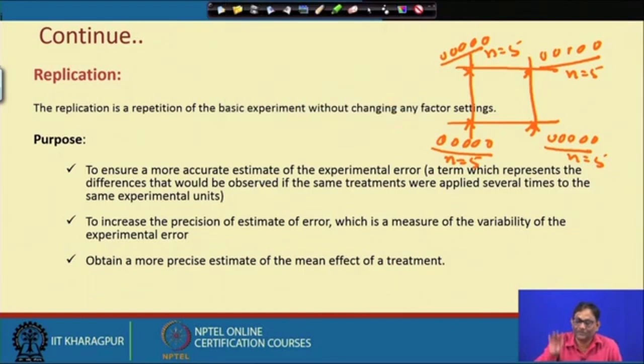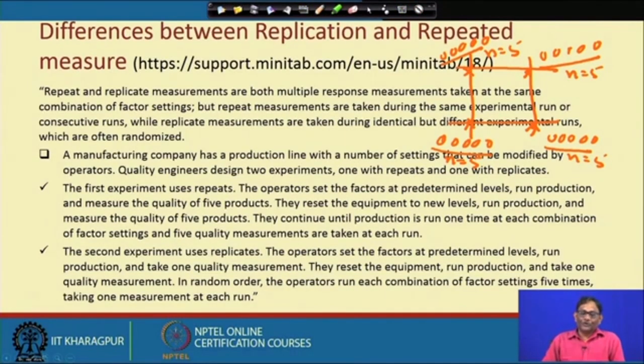What is this? There is an important concept called repeated measure and replication. Repeat and replicate measurements are both multiple response measurements taken at the same combination of factor settings, like here these two factor settings: this is the first combination, this is the second combination, third combination, fourth combination. So, you are taking multiple measurements, but repeat measurements are taken during the same experimental run or consecutive runs. If you take 5 measurements here, then go 5 times here, then this is repeat measurements.